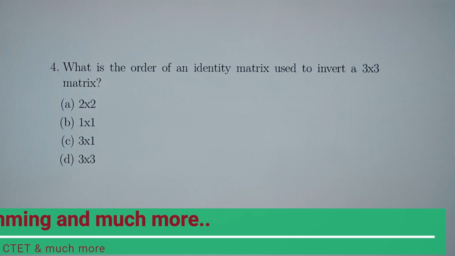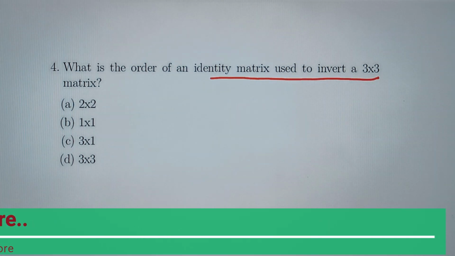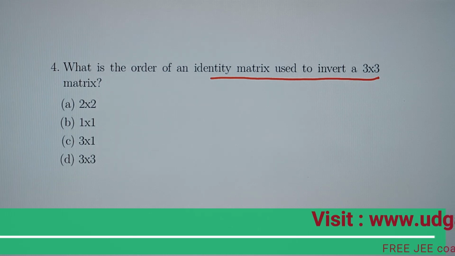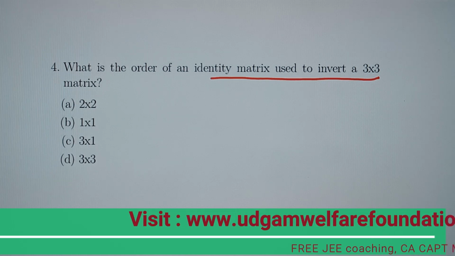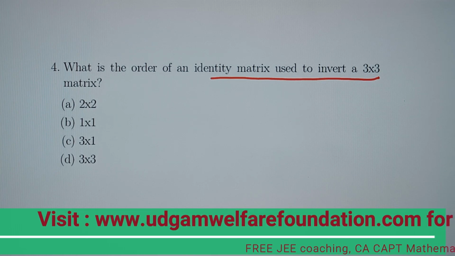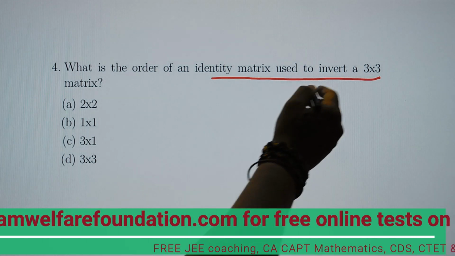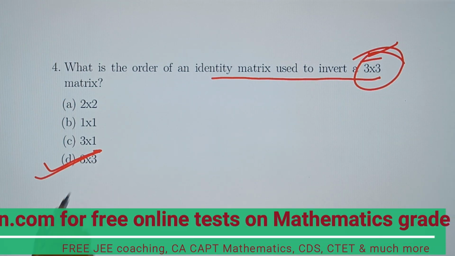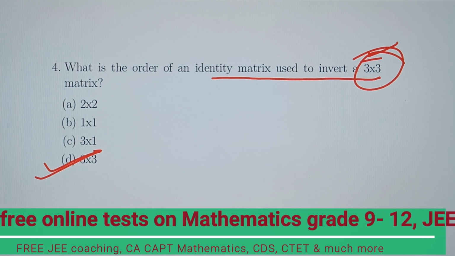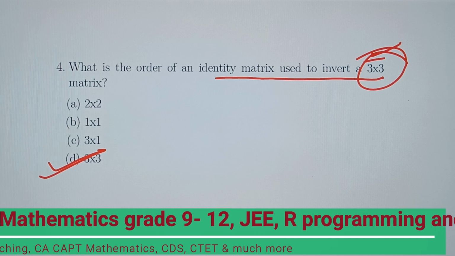So this is our question number 4. What is the order of an identity matrix used to invert a 3 by 3 matrix? So obviously, if we need to find the order of an identity matrix used to invert, that means to find the inverse of a 3 by 3 matrix, the identity matrix should also be of the same order. What is the order here? 3 by 3. So our option should be 3 by 3 only, because other orders will not work to find the inverse. Now let's move towards our next question.